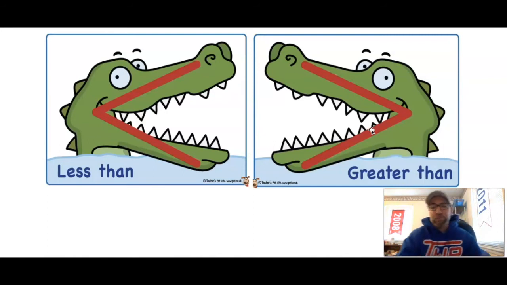That's because we read from left to right. So when I come this way and I read, the first thing I hit is the smaller point. So that points to the smaller side. So it's less than. Now if I kept on going to my other alligator, I hit the big mouth first. And that's why we call that the greater than symbol.